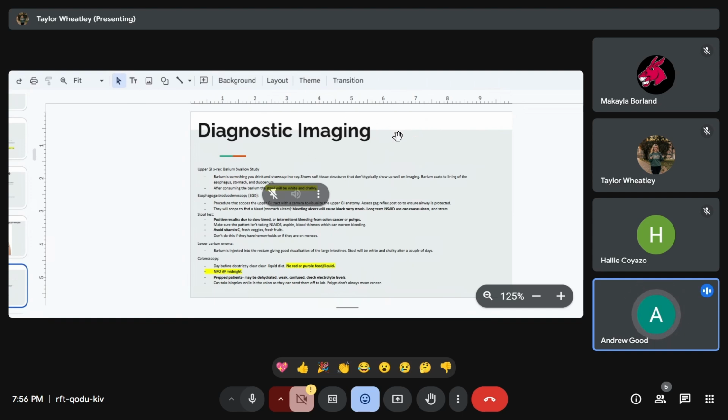So stool that is white or chalky, that is a good educational piece for somebody doing any sort of barium test. This goes for the upper GI barium swallow study and the lower barium enema. They will both have white chalky stools. So educate your patients on this being a normal process.